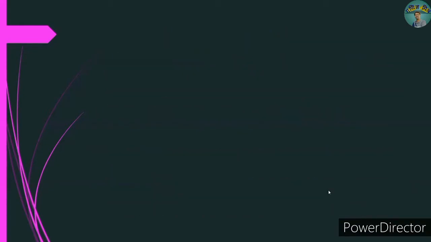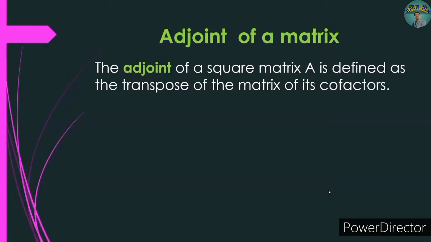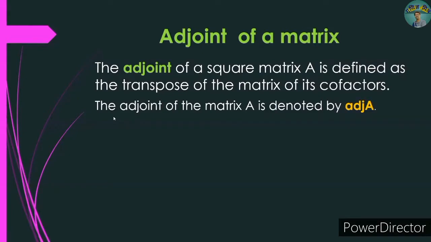Now let us see what is adjoint. Adjoint of a square matrix is defined as the transpose of the matrix of its cofactors. So it is a very simple concept. We have to just take the transpose of the matrix of cofactors. The adjoint of the matrix is denoted by adjoint A, Adj A.